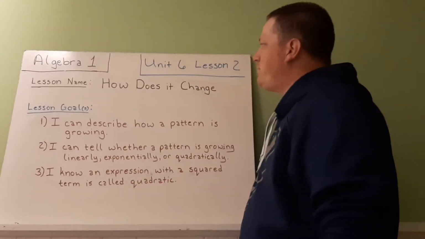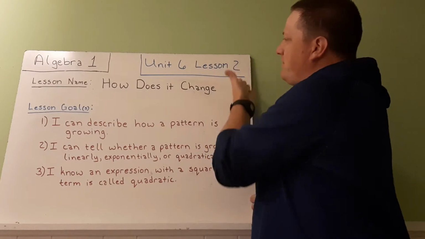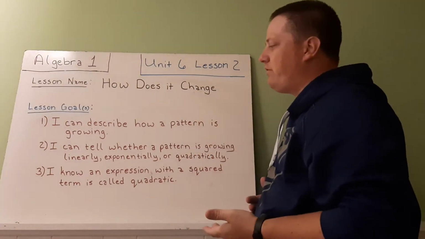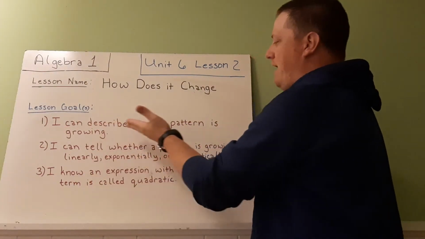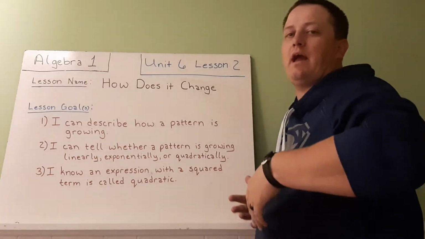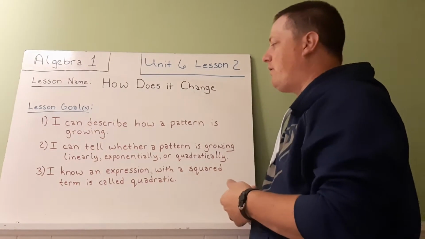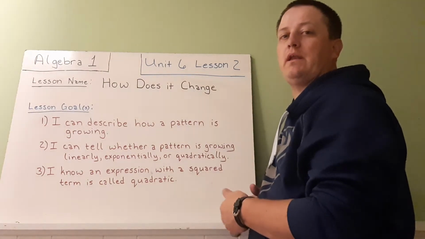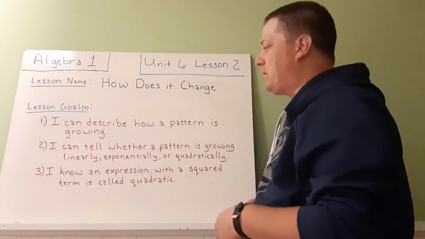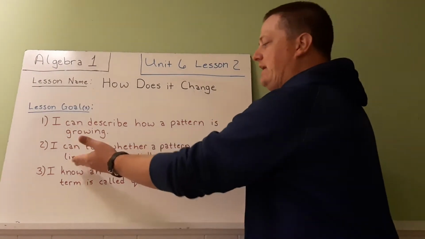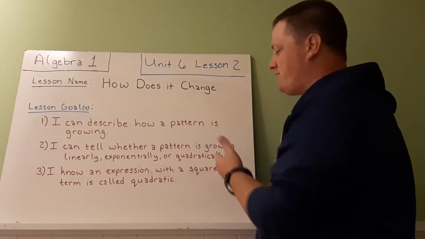All right, Algebra 1 students, let's look at Unit 6, Lesson 2, How Does It Change? Our lesson goals here are, I can describe how a pattern is growing. So we want to be able to look at a pattern and describe the way that the numbers are growing as they get bigger. I can tell whether a pattern is growing linearly, exponentially, or quadratically.